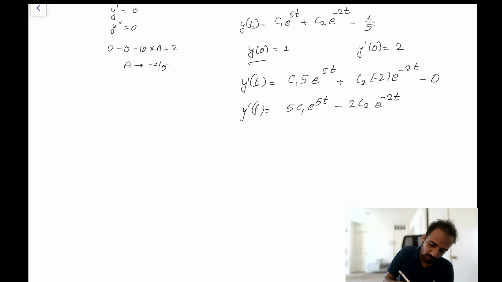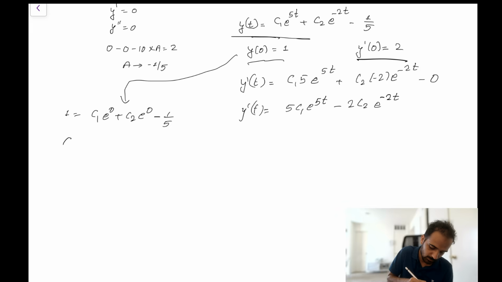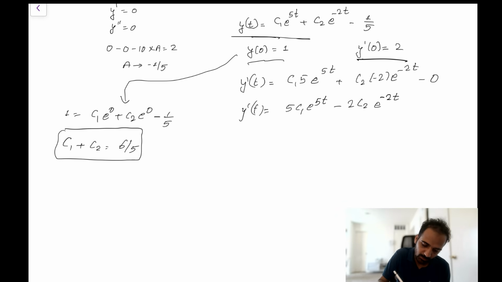Now let's take these two boundary conditions. If I take y at 0 is 1, then my 1, in this whole solution, is equal to c1 exponential 0 plus c2 exponential 0 minus 1 by 5. That will give me c1 plus c2 equals 6 by 5. I have one equation. I still need one more equation that I can get from the other boundary condition.